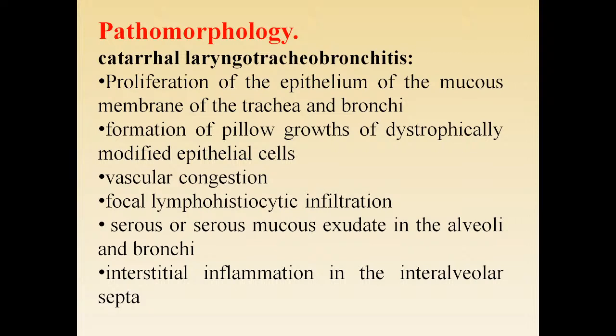Pathomorphological change. The main manifestation is catarrhal laryngotracheobronchitis. Histological changes: proliferation of the epithelium of the mucous membrane of the trachea and bronchus, formation of pillow-like growths of dystrophically altered epithelial cells, and vascular congestion.